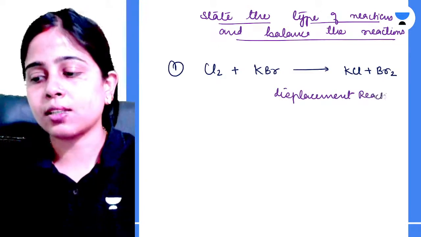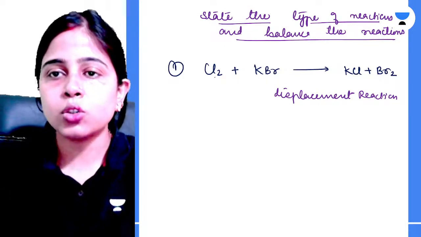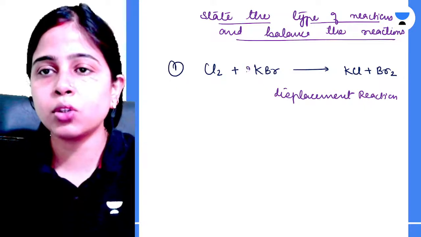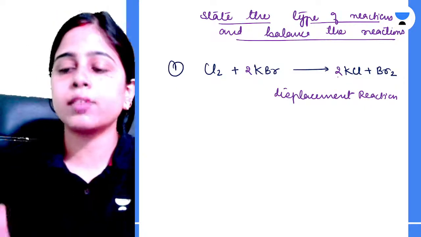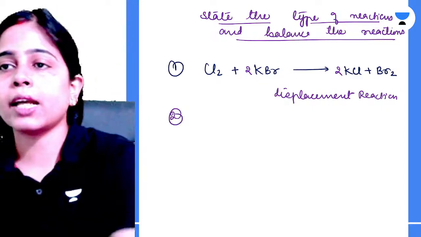Displacement reaction is this. Clear? Let's balance this equation if it is not balanced. So 2 chlorine, 2 bromine. Okay, let's put 2 over here, 2 over here. So already balanced. Clear? Now let's go with the second type of reaction that we have.